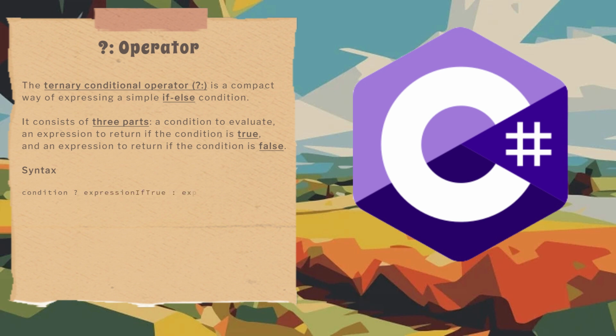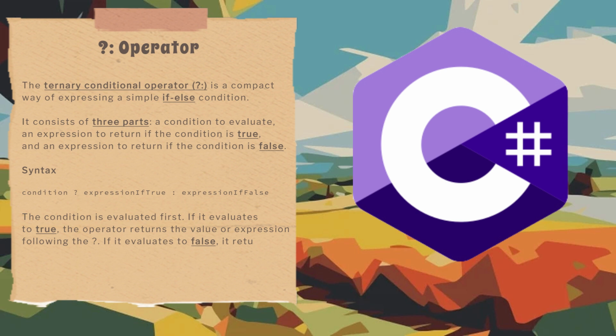The condition is evaluated first. If it evaluates to true, the operator returns the value or expression following the question mark. If it evaluates to false, it returns the value or expression following the colon.